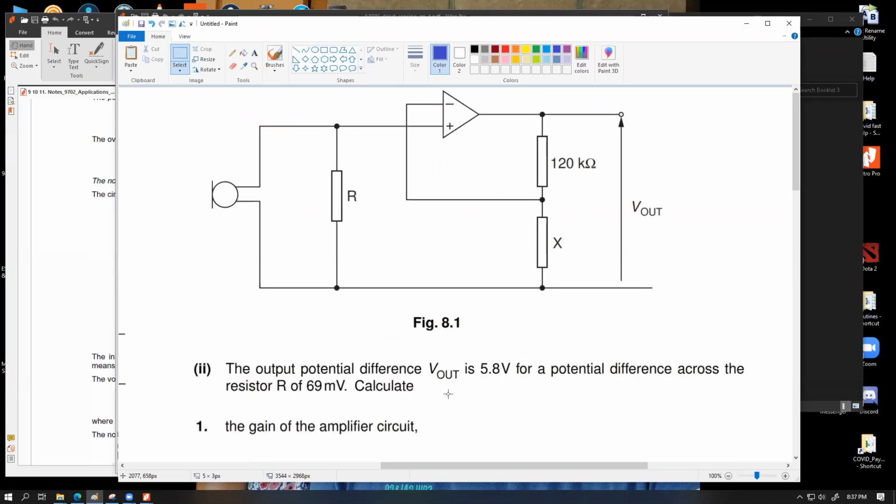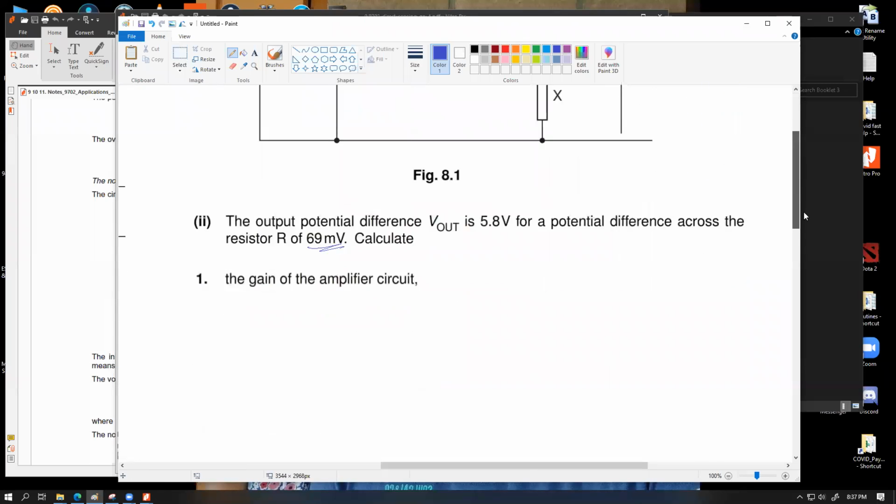The question is telling us that for this circuit, the output is equal to 5.8 volt for a potential difference across the resistor R of 69 millivolt. So in this case, this V plus, or in other case what we call the V in, this is the V in. V in equals 69 times 10 to the power minus 3 volt. So first of all, they're asking us what is the gain of the amplifier circuit.